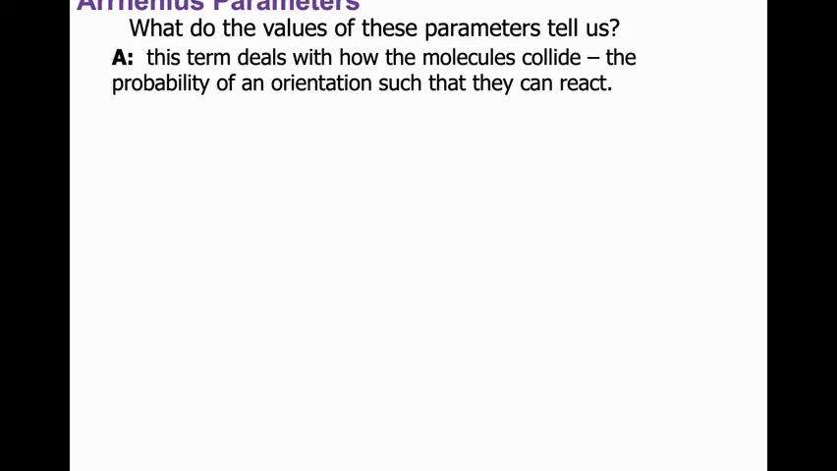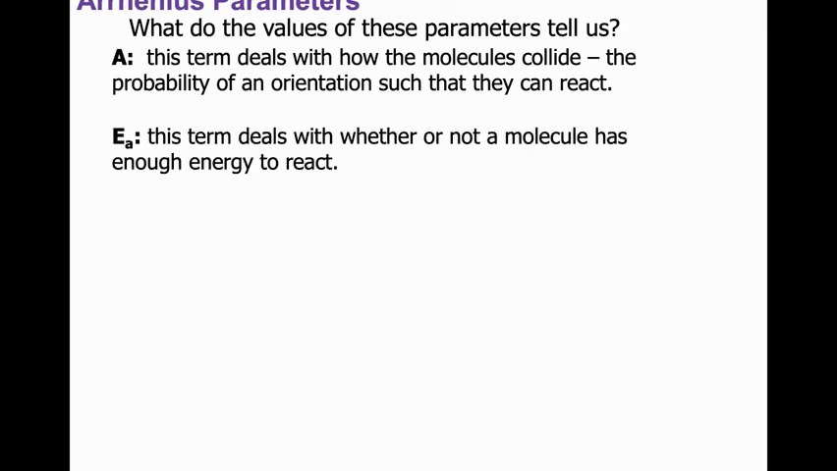So A, our pre-exponential or frequency factor, is the term that tells us how the molecules collide and the probability of an orientation such that they can react with each other. You can imagine two balls coming together if molecules were just balls, but they're not just balls, right? They have a shape, they have an orientation. If we change that orientation, they could collide with each other, but they're not orientated such that they can react with each other, or they are orientated such that they can react with each other. This term A tells us about how that works.